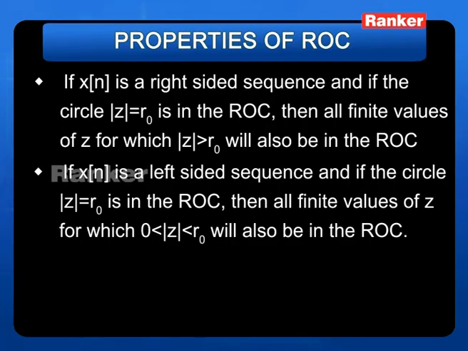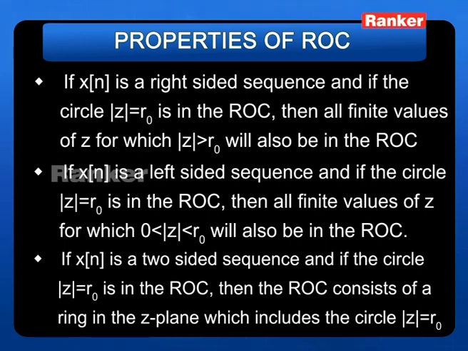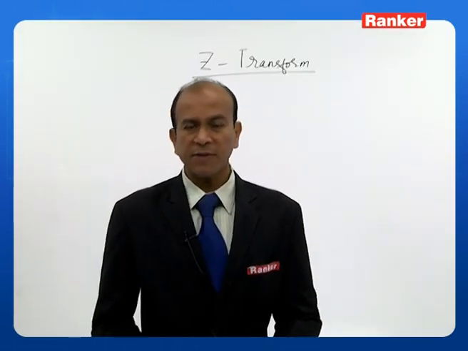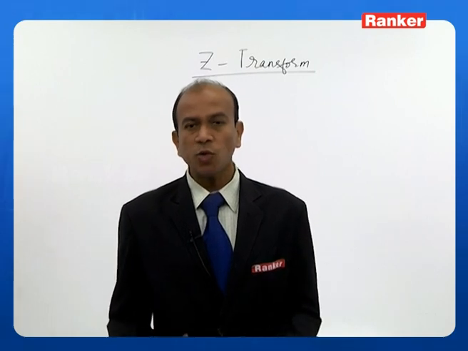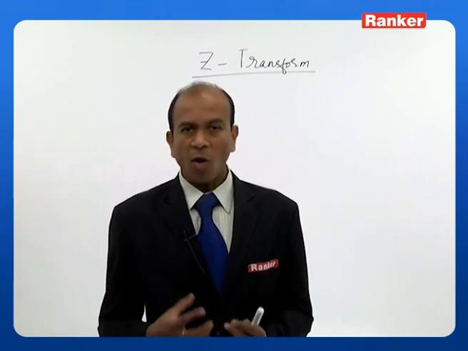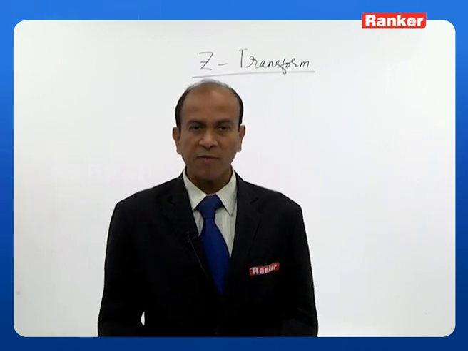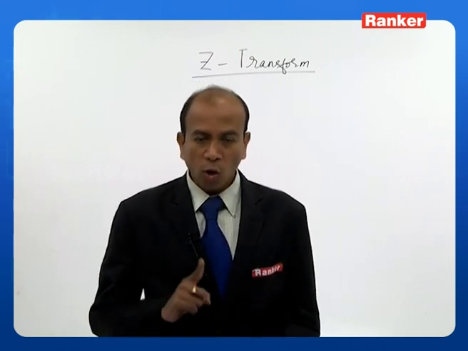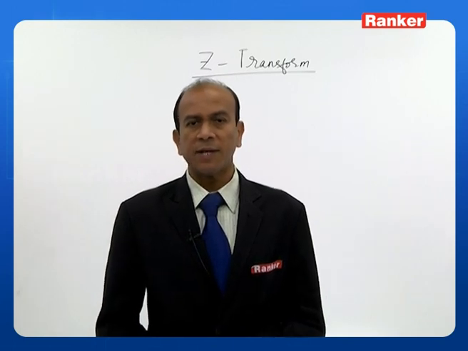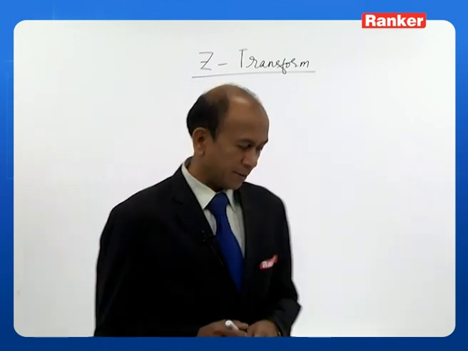Next property. If x of n is a two sided sequence and the circle mod z equal to R naught is in the ROC, then the ROC consists of a ring in the z plane which includes the circle mod z equal to R naught. Now we have seen left handed sequence, we have seen right handed sequence, and if it is a two sided sequence x of n, then where does the ROC exist? As given here, the ROC consists of a ring in the z plane which includes the circle mod z equal to R naught. Let us see this.